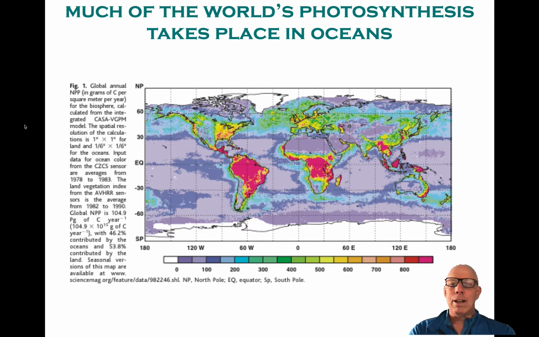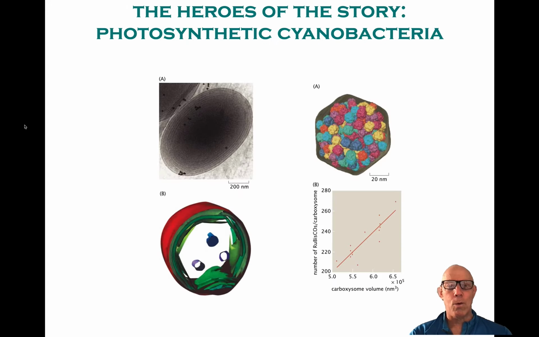So the first thing that I want to mention is that much of the world's photosynthesis takes place in the oceans. And that photosynthesis is done by single-celled organisms. They're known as cyanobacteria. And they carry out something between 10 and 30% of the photosynthesis. I've seen various numbers before. And they have these beautiful structures.